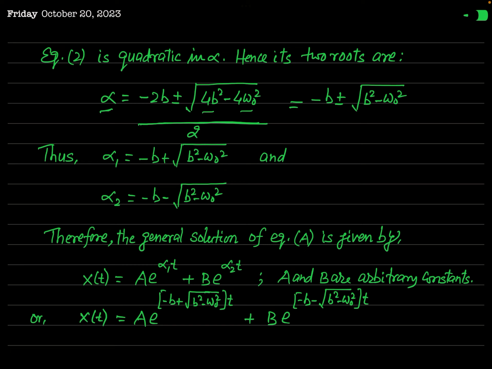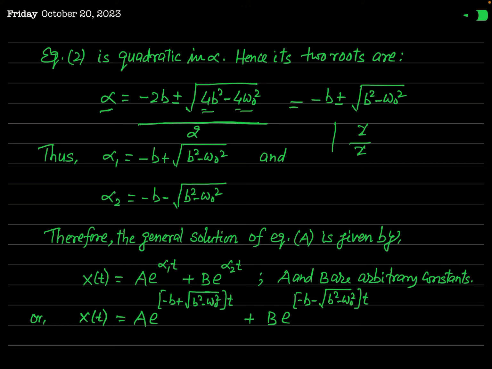You can see that this 4 inside the square root can be taken as a common factor. And when you write it outside of the square root, that will be 2. So in numerator, 2 will be a common factor. And since in denominator there is also 2, these two will cancel out. And your result will be minus b plus minus a square root of b square minus omega naught square. Now taking this plus and minus sign separately, you will get the two roots.